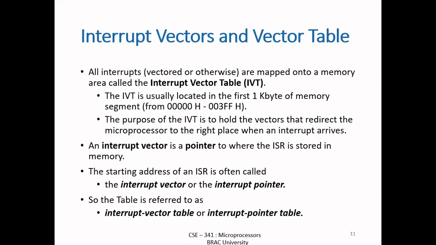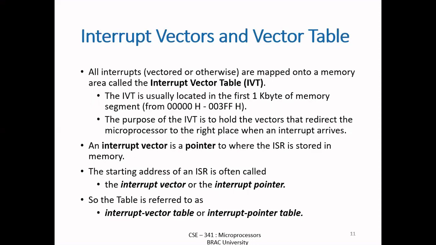We already know that every interrupt has its specific interrupt service routine, and the first address of that interrupt service routine is stored in this interrupt vector table. So there is another term, that is interrupt vector or interrupt pointer. What is that? An interrupt vector is a pointer to where the ISR is stored in memory.